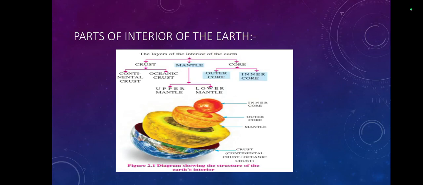First is crust, second mantle, and third is core. Again, these three parts are subdivided into two parts. The crust is divided into continental crust and oceanic crust. Mantle is divided into upper mantle and lower mantle.